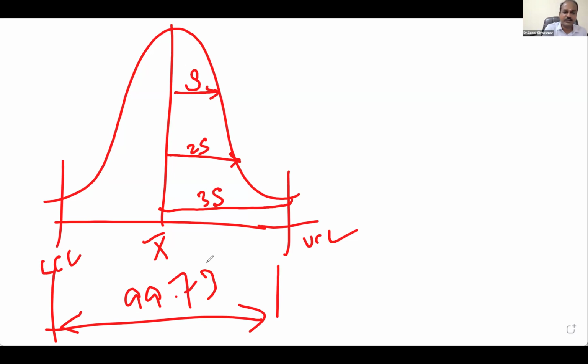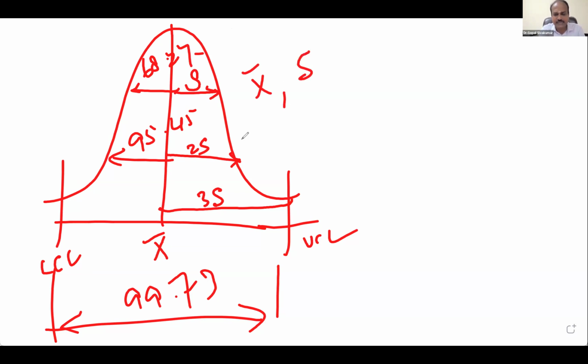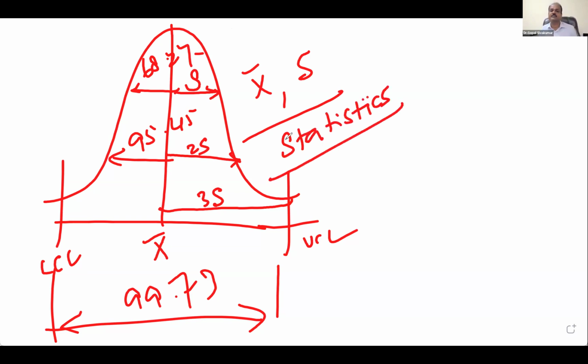99.73. And when you take the two standard deviation, it will be 95.45. You take one standard deviation, 68.27. All of you are with me on this? Here, the X bar and the S are nothing but the sample average and sample standard deviation. They are known as statistics.